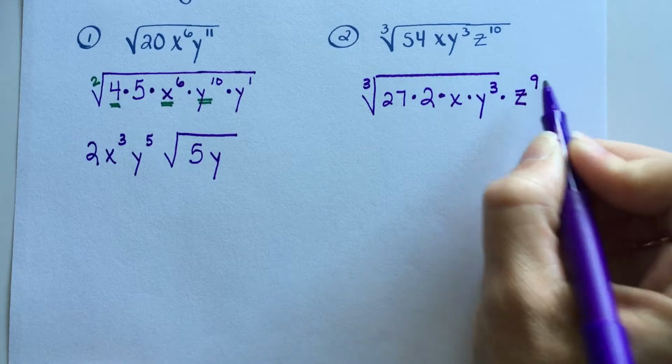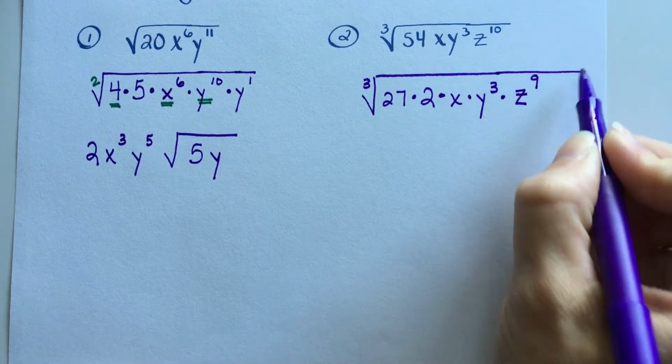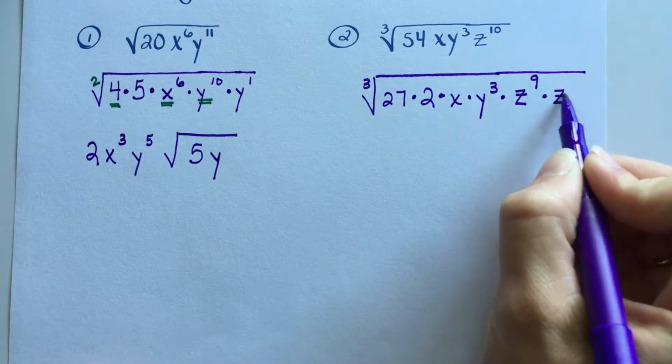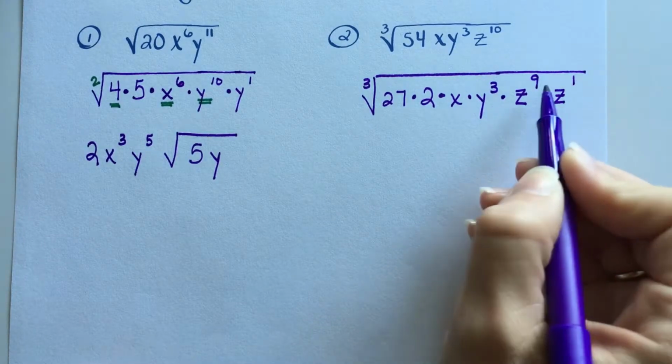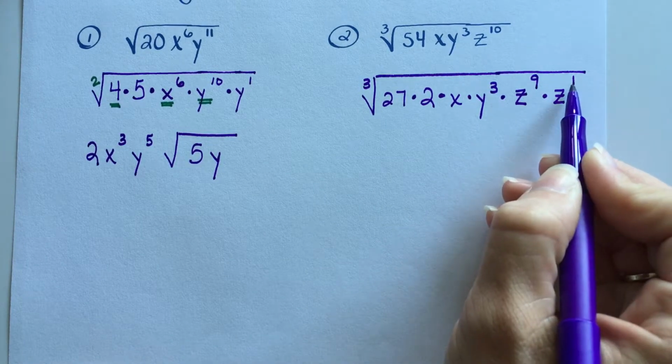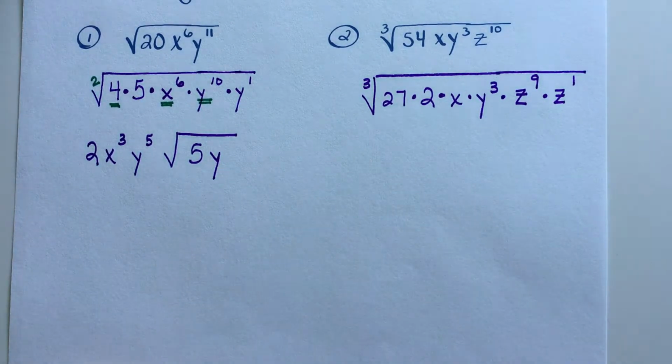to the 9th power. But then I know I also have to include a z to the first power, because if I put 9 of them here, I need one more to keep my total of 10. Okay?